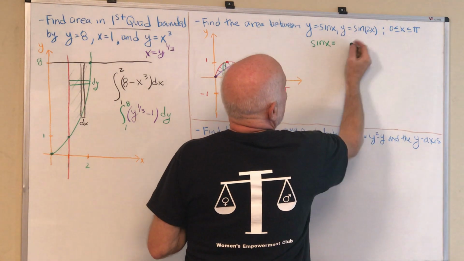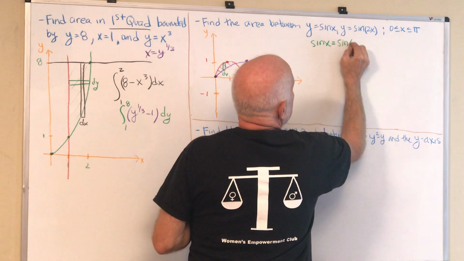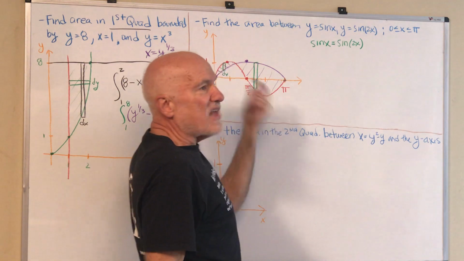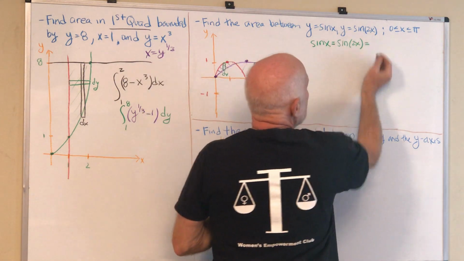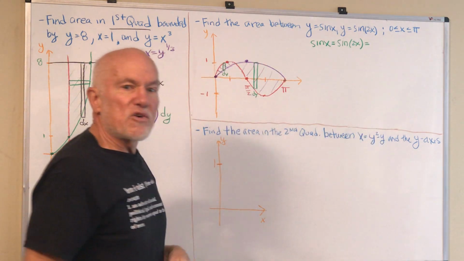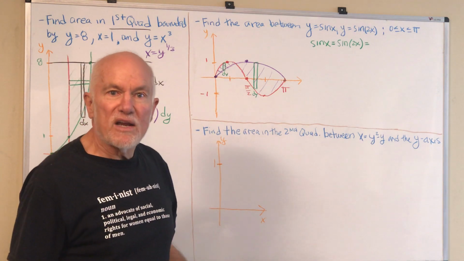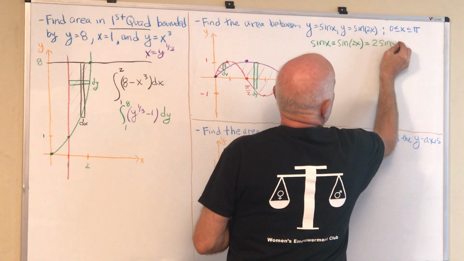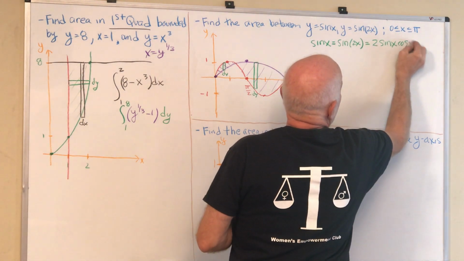You'd set the sine of x equal to the sine of 2x to see where they intersect, but we know we can't really mix angles. So this is where we use the trigonometric identities. This is why you learn trigonometric identities, so you can do things like this. You can turn it into 2 sine of x, cosine of x.